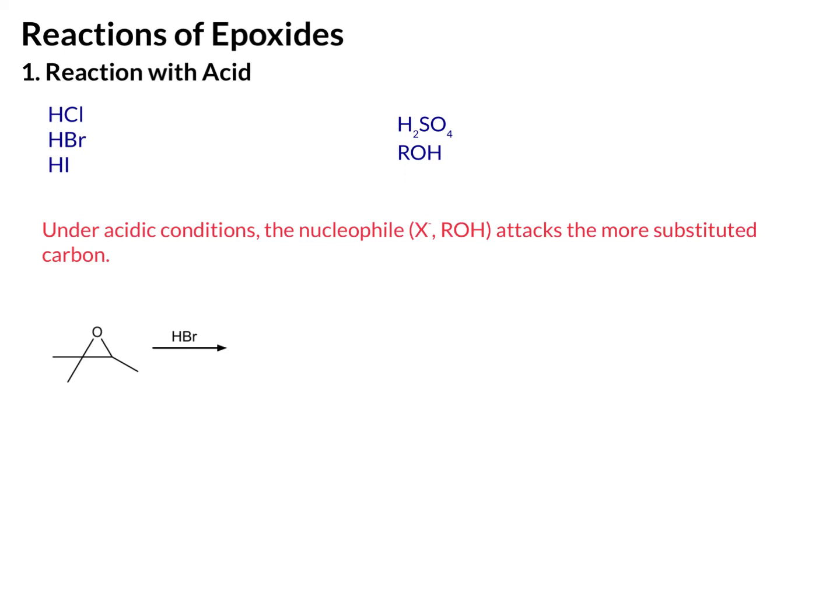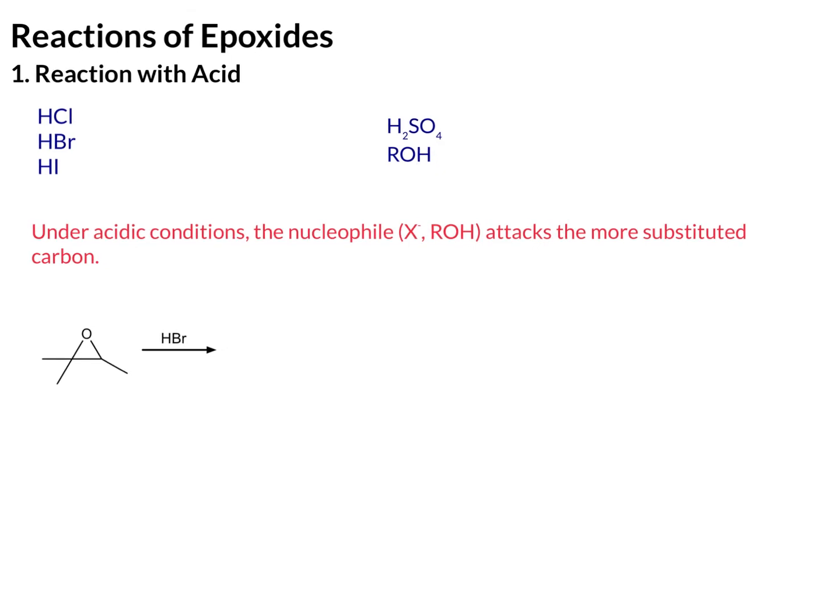We know that epoxides are more reactive than typical ethers, and we can open epoxides up using acidic or basic conditions. And we're going to look at both cases. So first we're going to start with reacting an epoxide with an acid. There's a couple of different acids that you can use. You can use the halo acids like HCl, HBr, and HI.